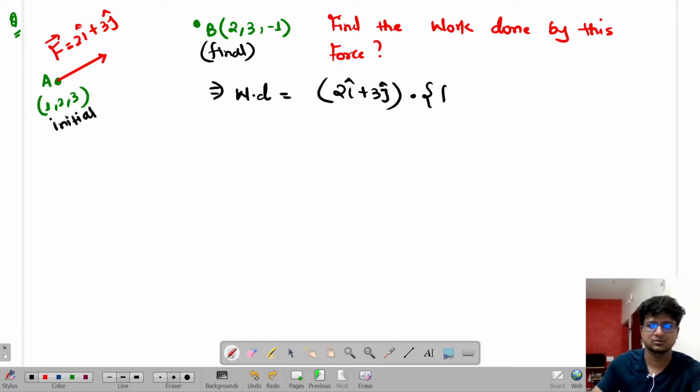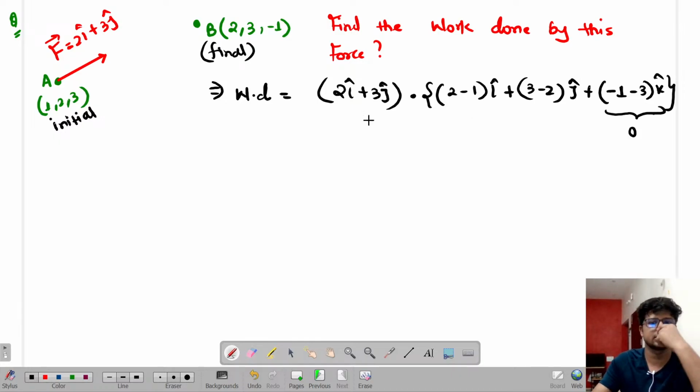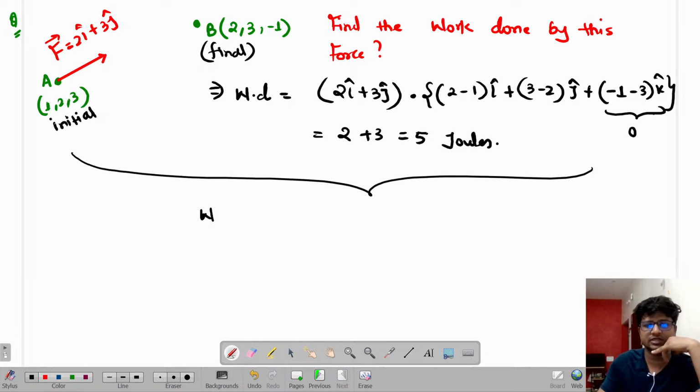So first, 2 minus 1 i cap plus 3 minus 2 j cap plus minus 1 minus 3 k cap. Now there is no k cap component in the force, so that dot product will be 0. This is basically 2, and this is 3. So basically how much is it? 5. Correct. So this was the work done by which kind of a force? Constant force in 3 dimensions.